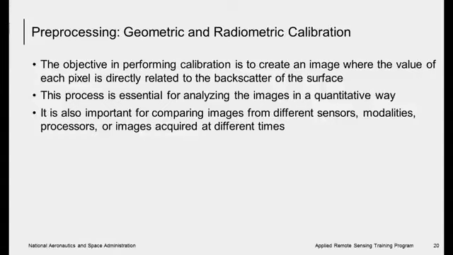The next couple of steps are going to be focused on geometric and radiometric calibration. The objective in performing these calibrations is to create an image where the value of each pixel is directly related to the backscatter of the surface. So we want to correct for any calibration issues introduced because of relief or displacement, or because of antenna pattern calibration issues. This process is essential for analyzing images in a quantitative way, and also important for comparing images from different sensors, modalities, processors, or images acquired at different times.